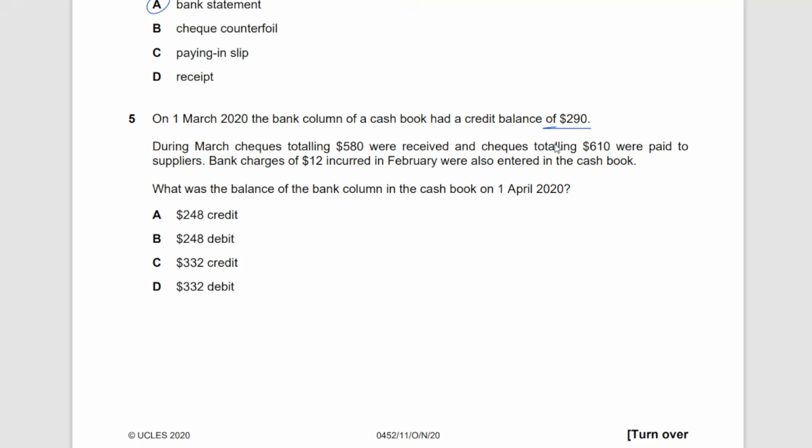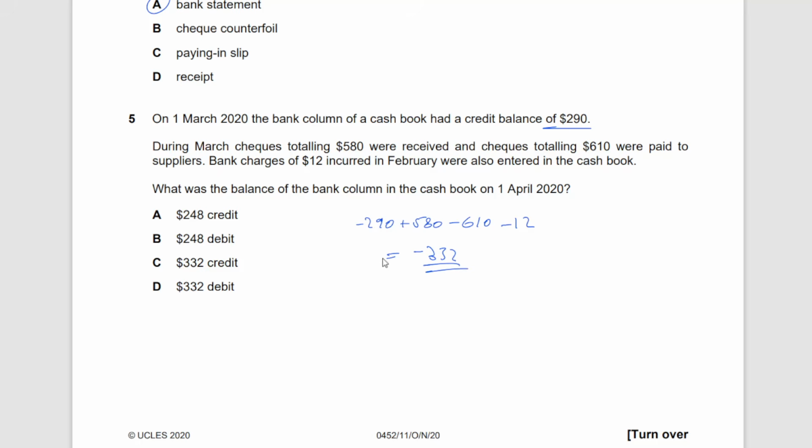Well, we'll deal with positives and negatives here. So we start with a negative 290, then we add 580 because that's what we received, minus 610, that's what we paid, minus 12, that's what we paid. So let's put that in your calculator. Don't forget, start with a negative 290. Don't just say 290. You must start with a negative 290. Be careful with that. Plus 580 minus 610 minus 12. That's negative 332.